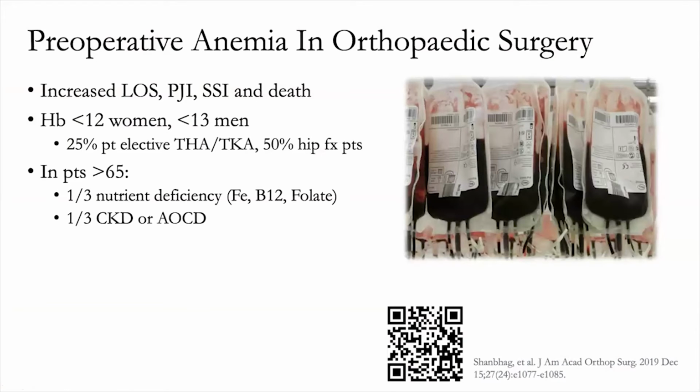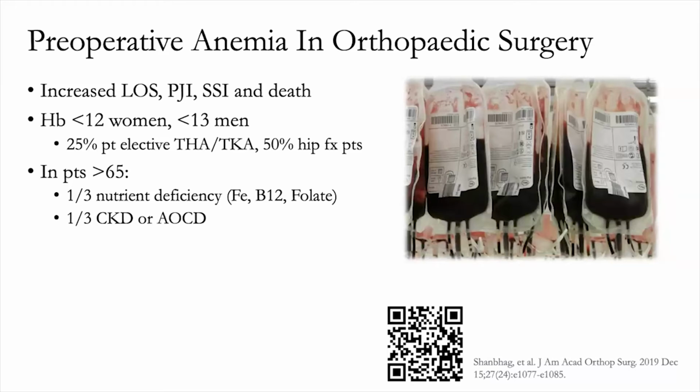Anemia. Looking at preoperative anemia in orthopedic surgery, I think we're all familiar with the fact that it increases length of stay, prosthetic joint infection, surgical site infection, and death. We think of people as being anemic with a hemoglobin of less than 13 in men, less than 12 in women. Using those thresholds, we would say that a quarter of patients who are having elective hip arthroplasty are anemic, and up to 50% of hip fracture patients.